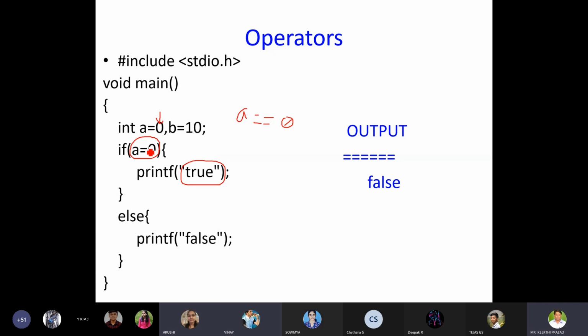Single equals means assignment. Single equals is the assignment operator. Please remember, single equals is assignment, double equals is comparison. Am I clear? Here we are using single equals, meaning we are storing the value 0 in A. Here we are not doing any comparison. So the result of this expression is, as we are storing 0, the entire thing will be replaced with 0. 0 means false. So the condition is false, which means this will be executed. Am I clear?